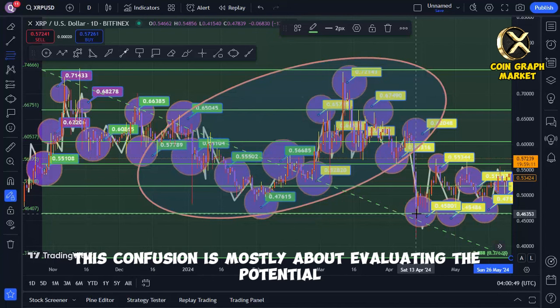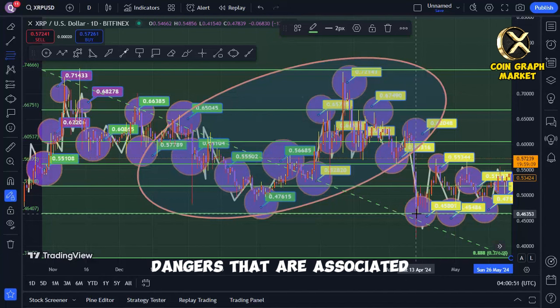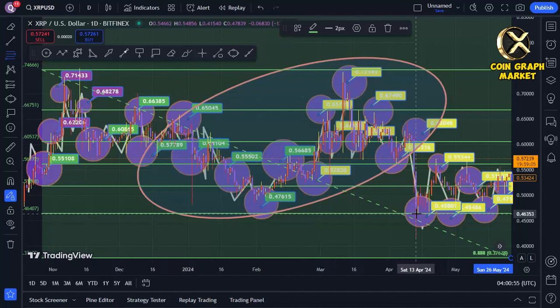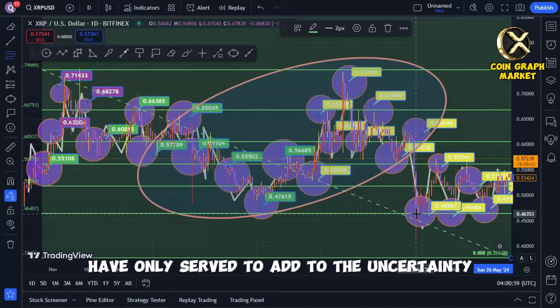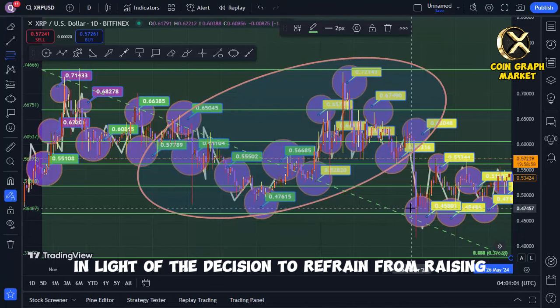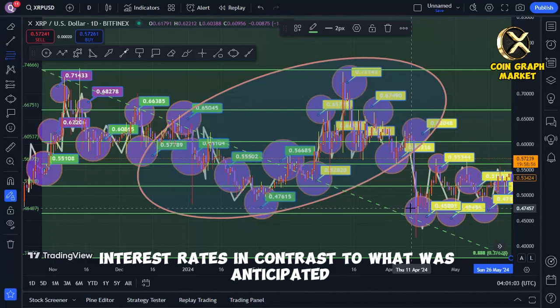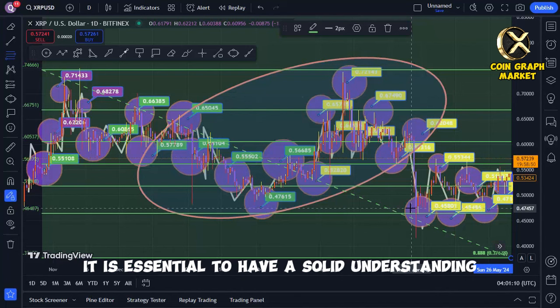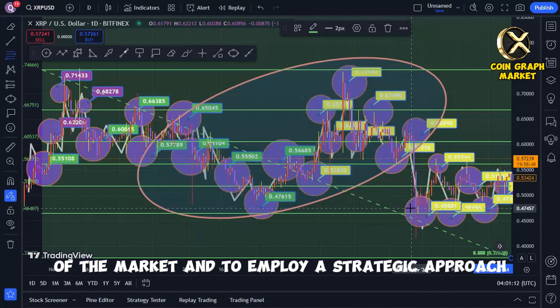In the first place, this confusion is mostly about evaluating the potential dangers that are associated with stock and cryptocurrency investment. A recent meeting of the Federal Reserve and words made by Chairman Powell have only served to add to the uncertainty that already existed, particularly in light of the decision to refrain from raising interest rates. In contrast to what was anticipated, in order to successfully navigate the unpredictable landscape of investment, it is essential to have a solid understanding of the market and to employ a strategic approach.